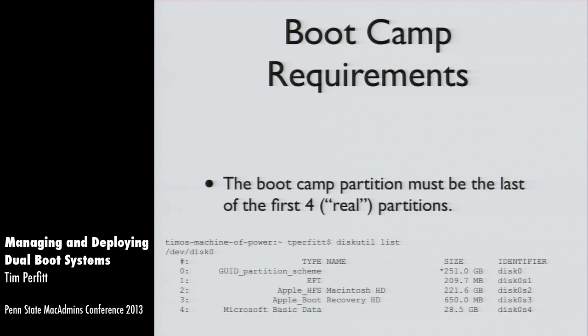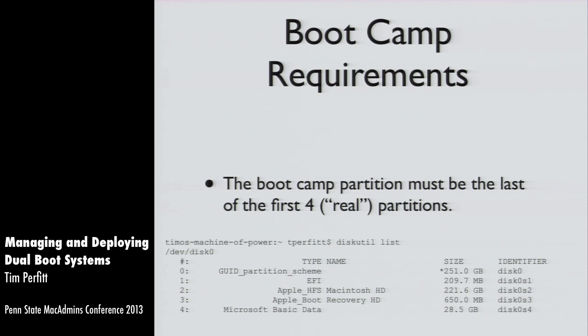So let's talk about the first 4 partitions. This is the standard diskutil list output. The first one is just disk 0. It tells you that this one is GPT formatted. And OS X will boot from an FDisk formatted volume, it just won't work very well with Boot Camp. So you really want to see the GUID partition table in that first line.